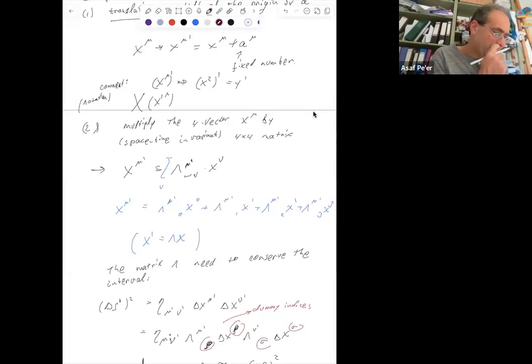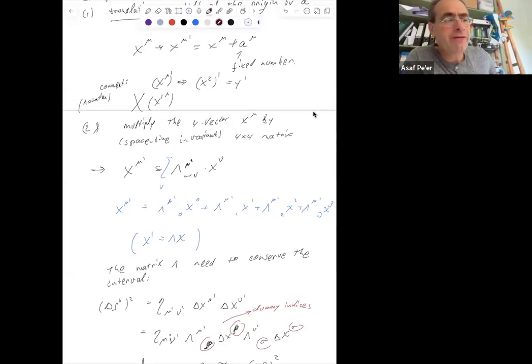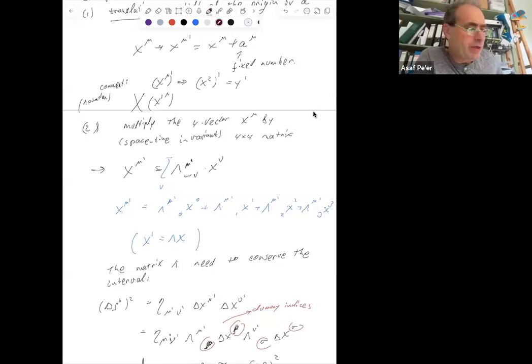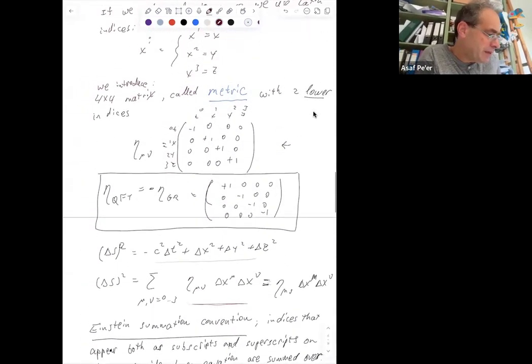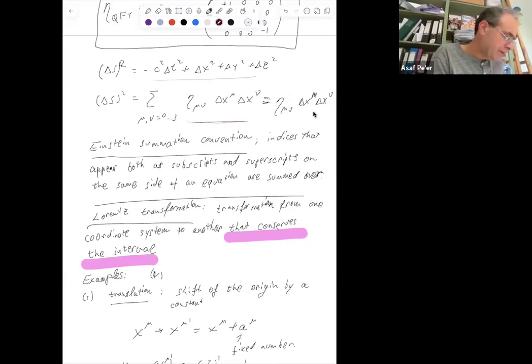Right now, we only define vectors. Actually, we only define the position vector, the location vector. That's the only vector that we define. And then we define the metric, which has 2 lower indices, and then we define the Lorentz transformation with 1 upper and 1 lower index, such that we can make use of the Einstein summation convention. So it transforms from one coordinate vector to another coordinate vector.